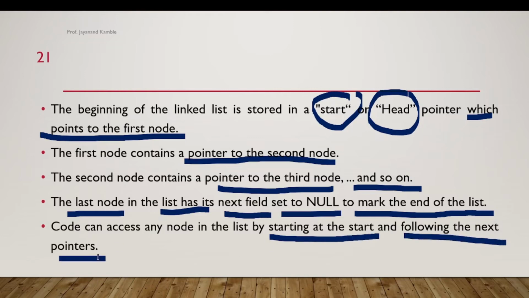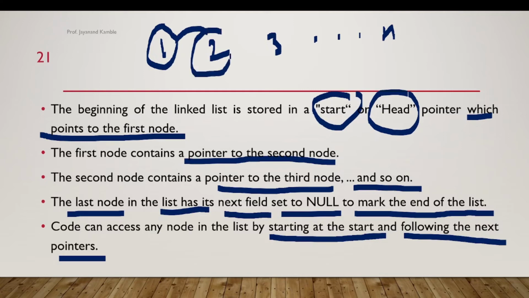Code can access any node in the list by starting at the start and following the next pointers. So whatever nodes we have, assuming node 1, node 2, node 3 up to node n, we can access any node, but we have to start at the start node and then follow the next pointer. So we will start from the first node. The first node will contain the address of the next node, that is the second node. The second node will contain the address of the next node, that is the third node, and then we will proceed till the next of the node contains the null value. So when the next pointer of any node contains the null value, what does it mean? That is the last node of the linked list, and we will stop there. Okay.